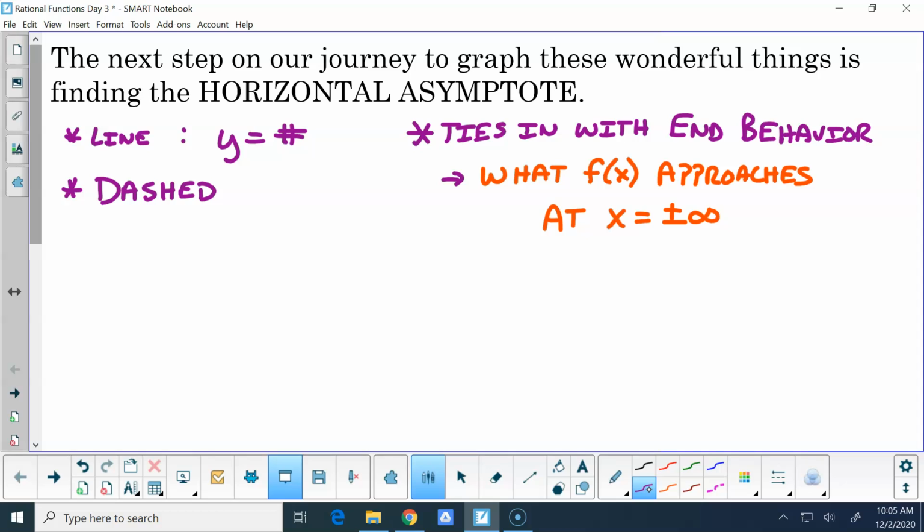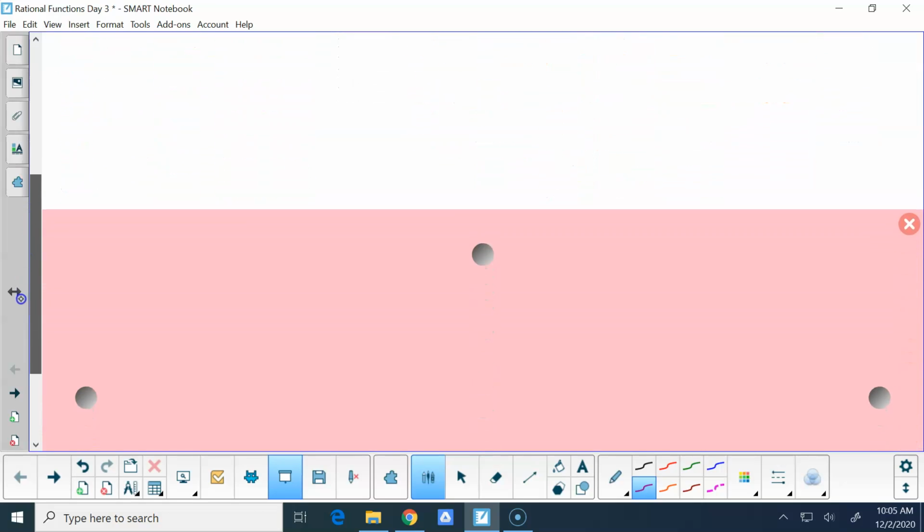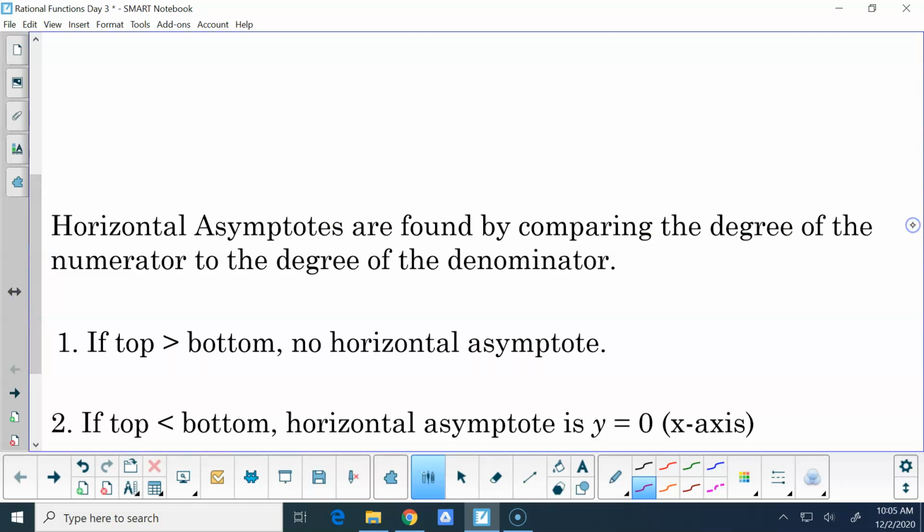The other nice thing is that with vertical asymptotes we could have as many as we want, but with horizontal asymptotes, we're either going to have one or none. We just have to figure out if it's going to be one of them and what it's going to be, or if it's going to be none. Okay? So how do we do that? Well, let's figure it out right now. It's actually relatively easy.